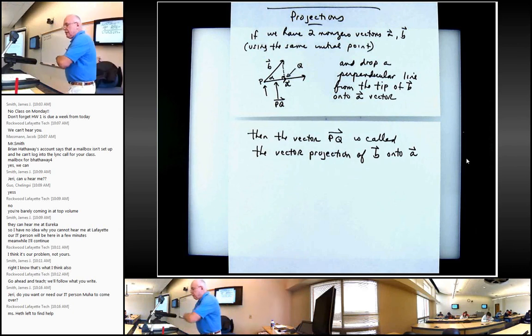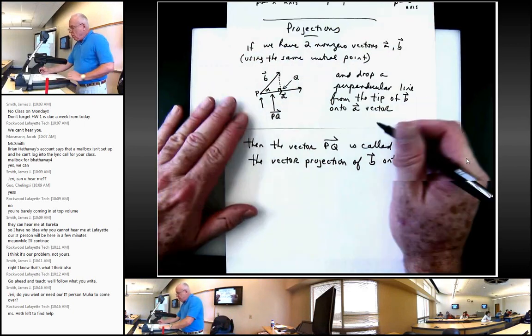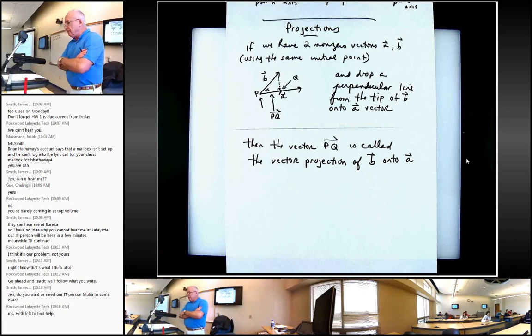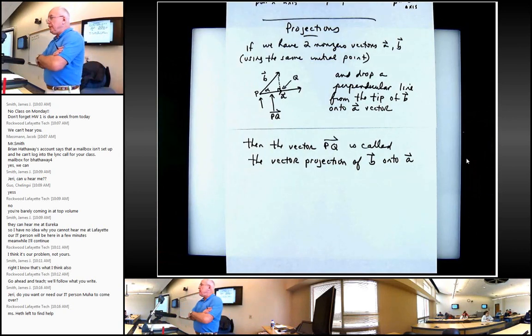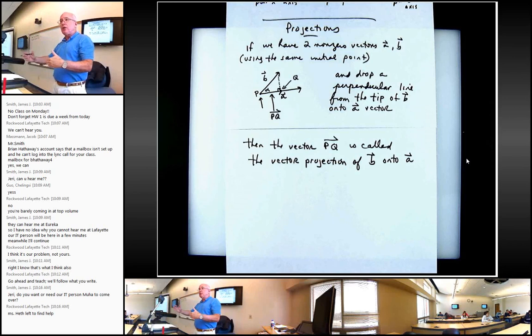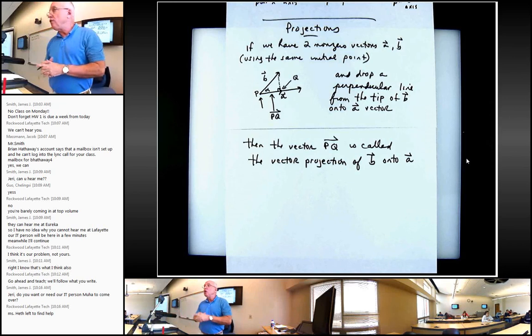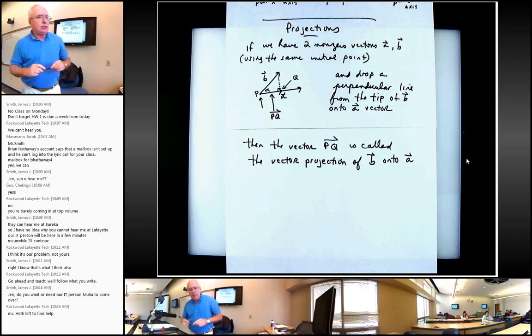One way of looking at this, and I've got a thing to show here, is kind of looking at it being the shadow of the vector B falling onto the vector A, like at high noon or something, and the light's just coming down. That would be the shadow of that vector falling onto the other vector. All right, so let's look at this thing here.